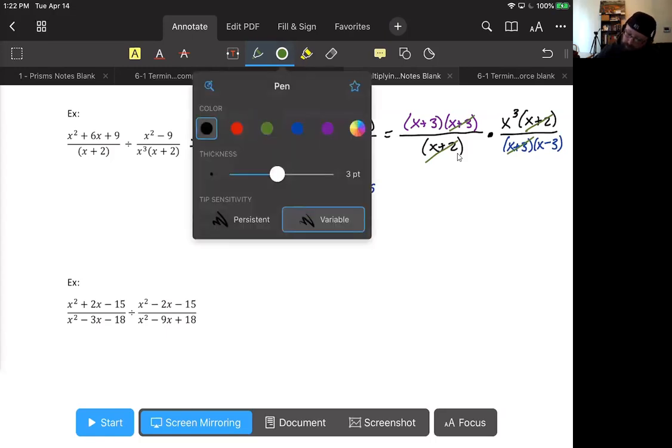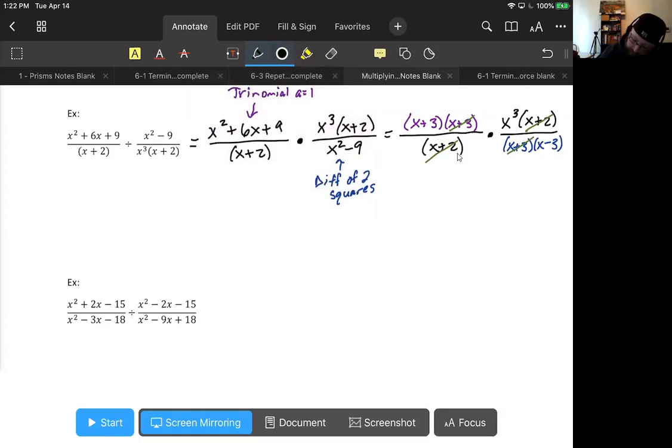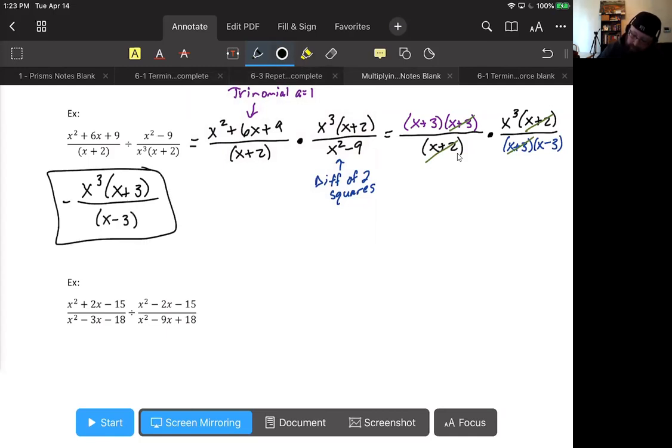From there, we would simply multiply across whatever's left. So on top, we still have an x cubed, and we still have an x plus 3. And on the bottom, all we have left is an x minus 3. So our answer would be x plus 3 times the quantity x cubed times the quantity x plus 3 over x minus 3. And we're done. That problem is complete. We can't do any better than that. So on to the next one.